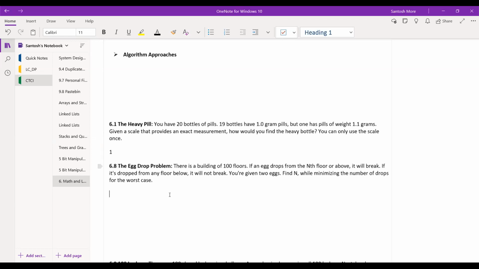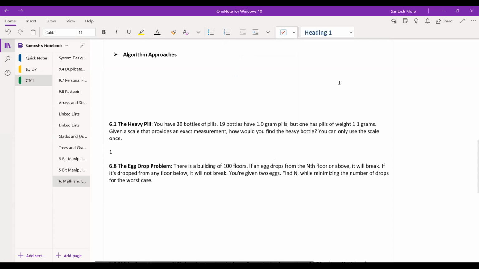So in that case, what it says is you can start with a floor, something like the 10th floor, then you go to 20, then you go to 30, and all that stuff, right?